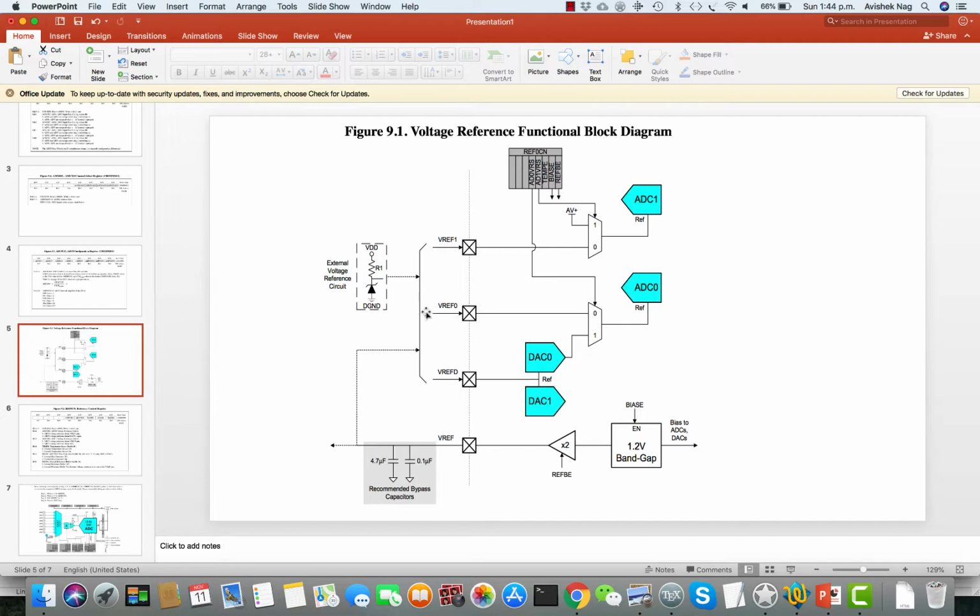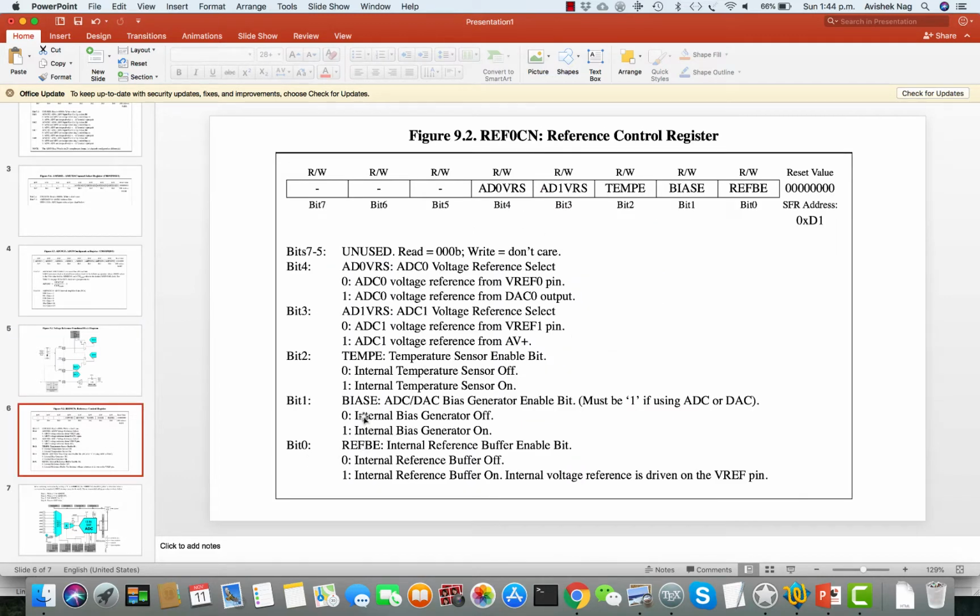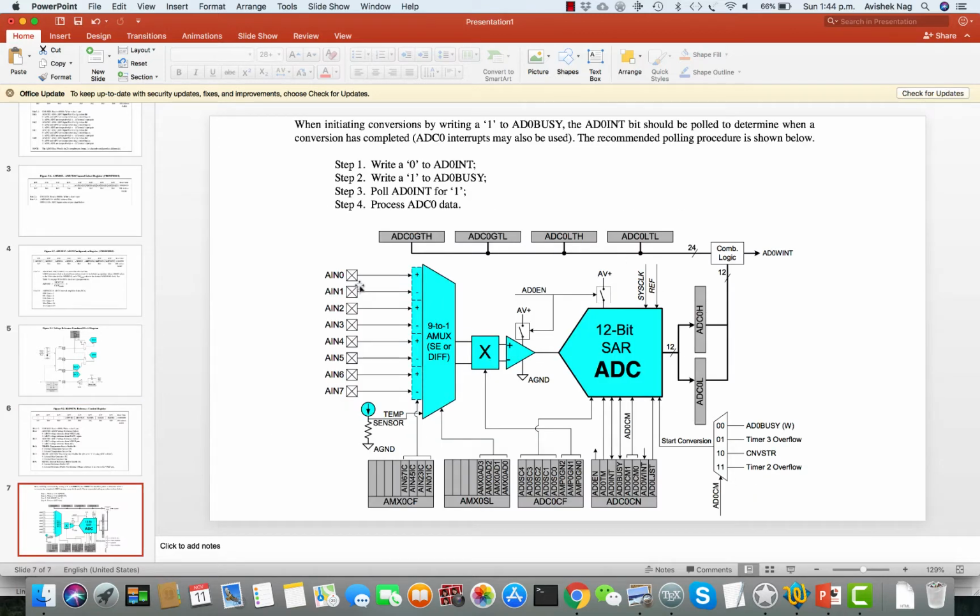So again, you can look into the details of this in your data sheet, but right now for the lab, what you need to make sure is that you select these fields of the REF0CN register properly, and especially these two fields to 1 to set the internal bias generator on and the internal reference buffer on. And then finally, to make the ADC work properly, these are the steps that you should follow.